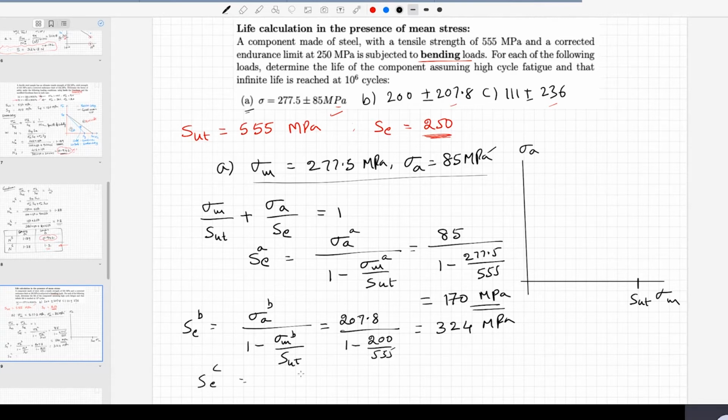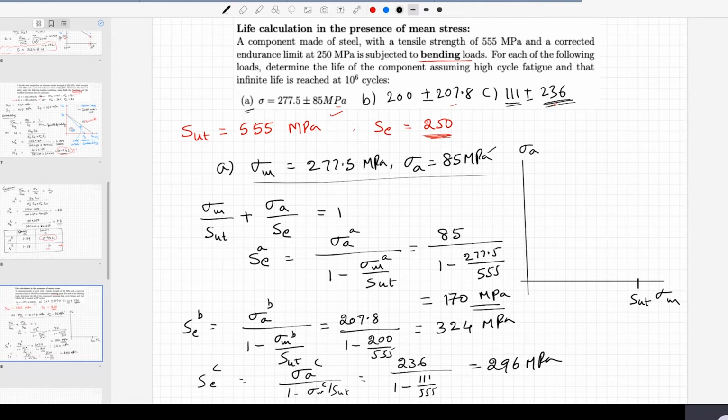Similarly, SEC, again, sigma AC divided by 1 minus sigma MC by SUT. That is equal to, here 236 is the stress amplitude, 111 is the mean stress. So that is 236 divided by 1 minus 111 by 555. So that comes out to be 296 MPa.